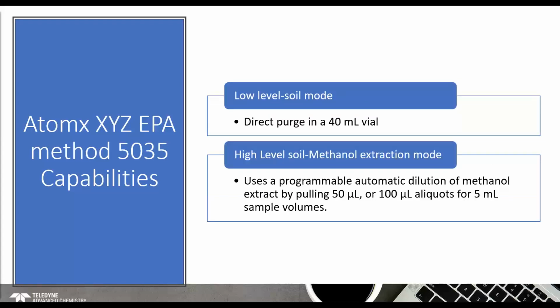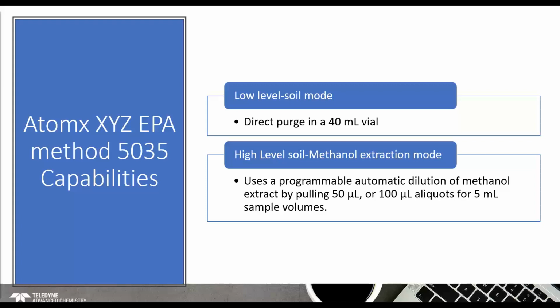The Atomic XYZ capabilities for EPA 5035. In the EPA method 5035, there are two methods for extractions. For the low level of 5 to 200 ppb, the methanol extraction is unnecessary, and the sample is purged directly in a 40 milliliter vial. Using a patented three-stage needle, the volatile compounds are swept directly onto the trap. This technique is known as the soil mode for the Atomic XYZ.